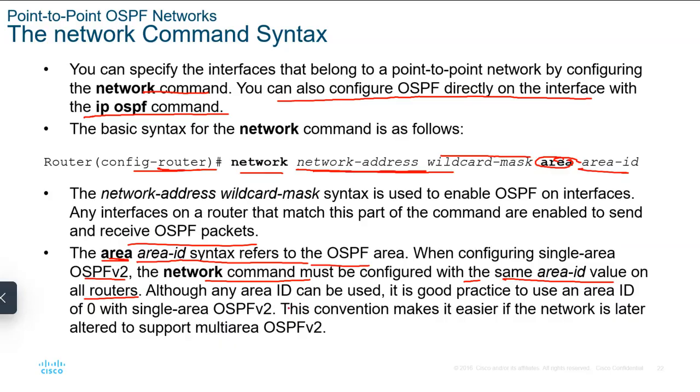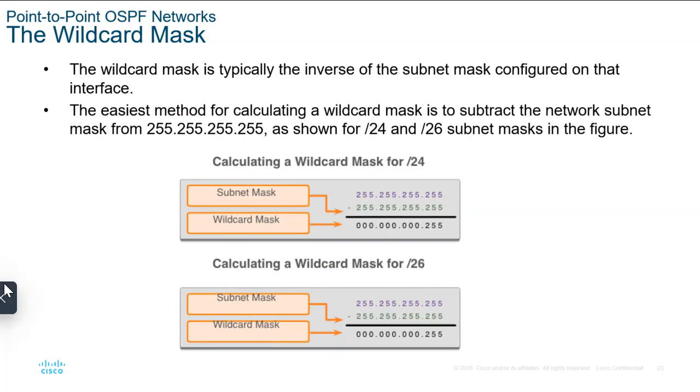Although any area ID can be used, it is good practice to use an area ID of 0 with a single area. Most of the time when you're dealing with a single area, it is advisable to use area 0, not area 1. But you can use area 1 in conjunction with the backbone, and the backbone is always 0. The wildcard mask is typically the inverse of the subnet mask.